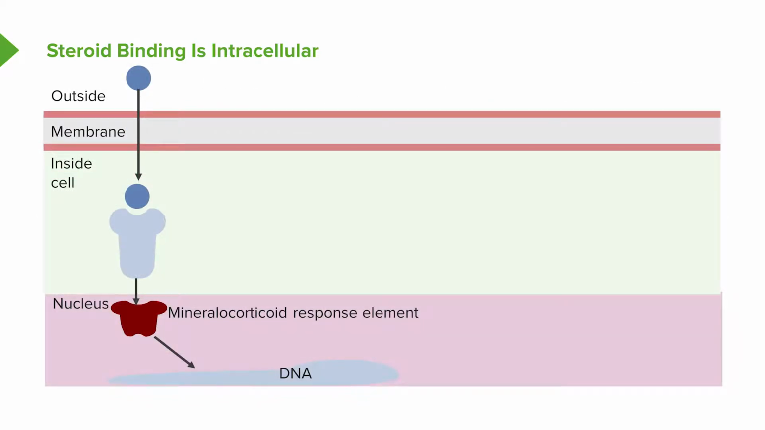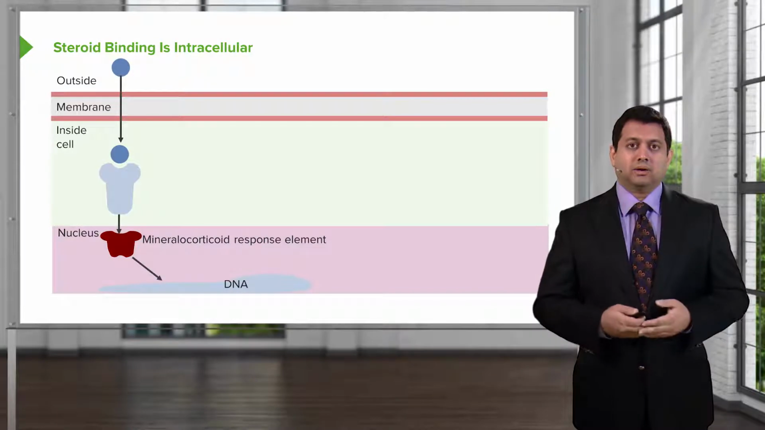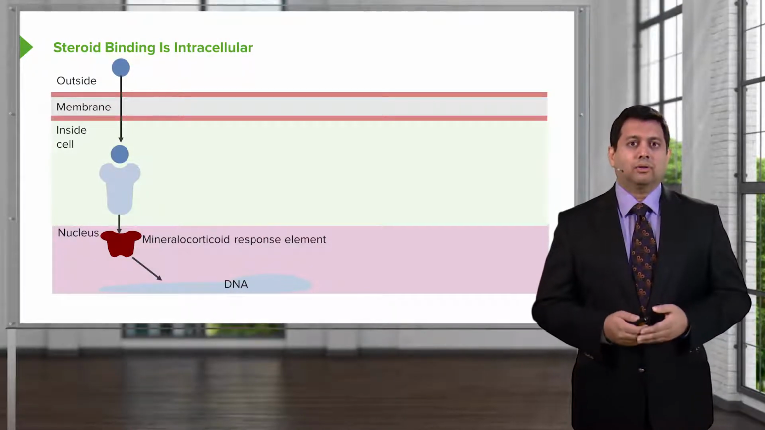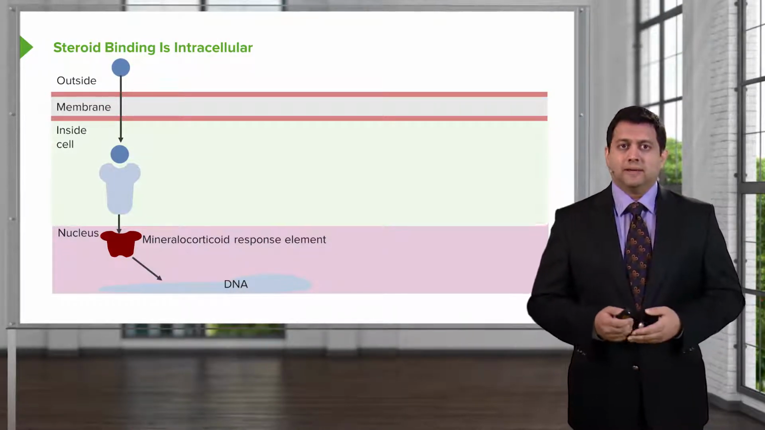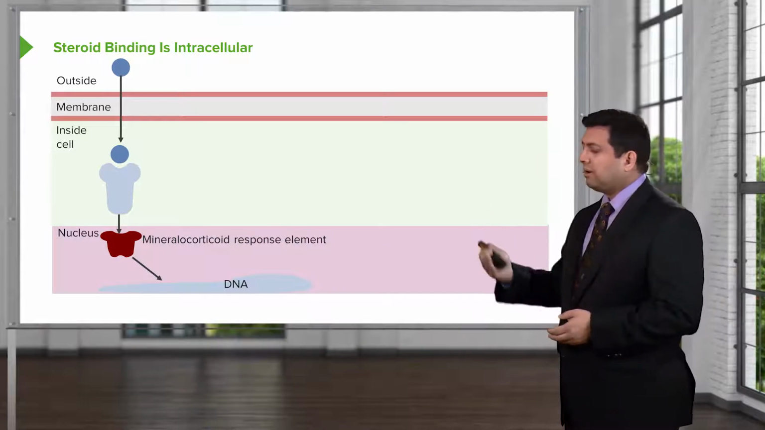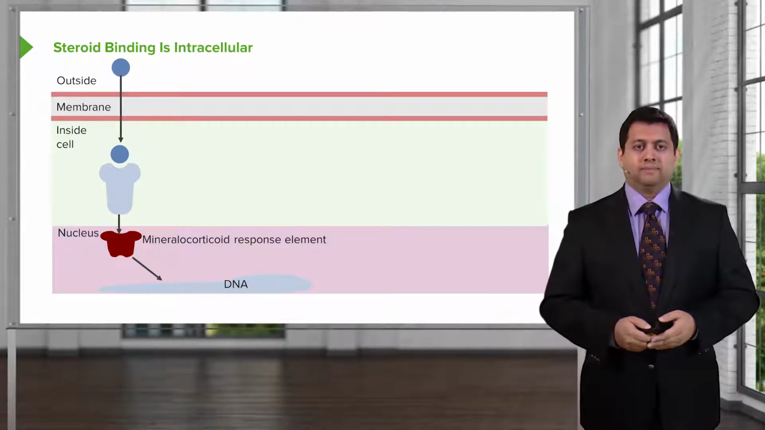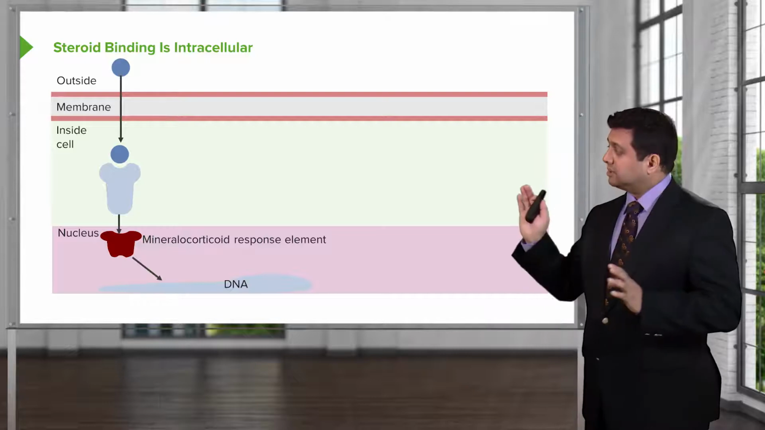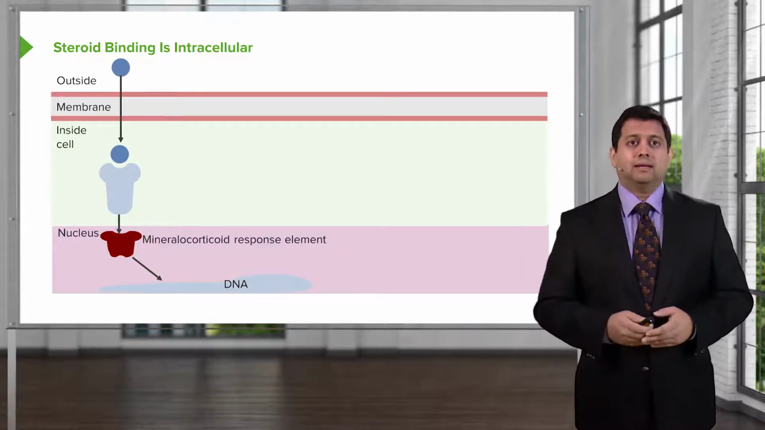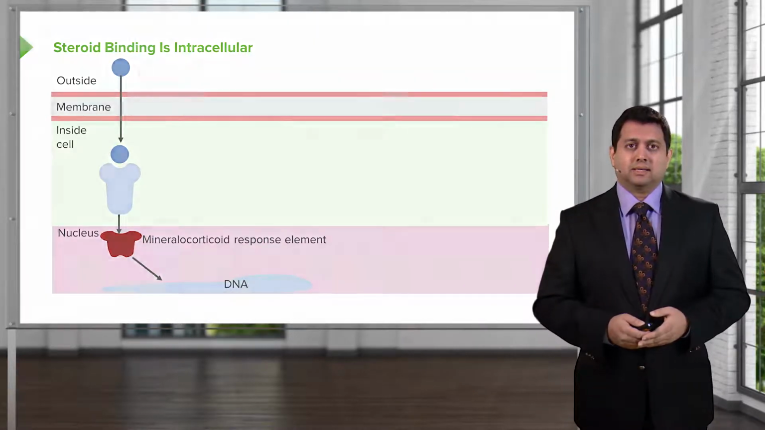Now, if the steroid binds to the receptor inside the cell, it has to send a message into the nucleus. It does so through something called an MRE, or mineralocorticoid response element. This MRE is part of the DNA molecule. The MRE exerts its effects through DNA, and you have production of certain enzymes.